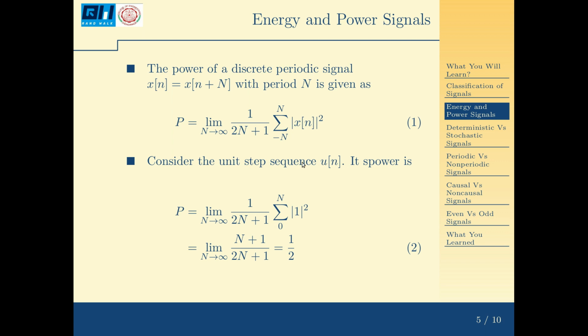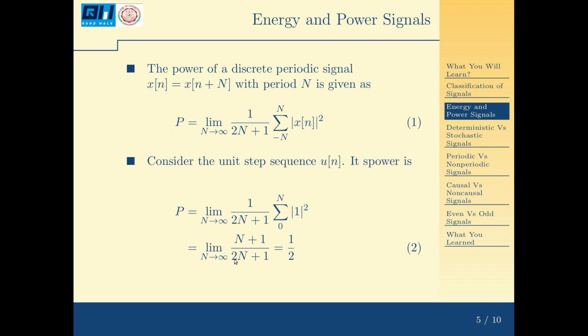Now let us consider a unit step sequence u[n]. What is the power of that signal? It is a power signal. So what is the power of that signal? That is over 1 by 2N plus 1, you compute the power in the u[n]. So u[n] everywhere the value is a 1, that is from 0 to infinity the value is a 1. So the summation, instead of minus N to N, it becomes 0 to N mod 1 square. So it is actually N plus 1 by 2N plus 1.